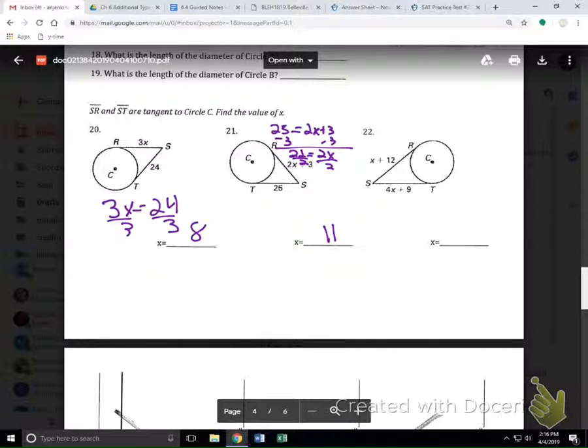11. And then over here, you have x plus 12 equals 4x plus 9. Subtract over an x. Subtract over 9. Yep, you get 3 equals 3x. Divide by 3. You get 1.